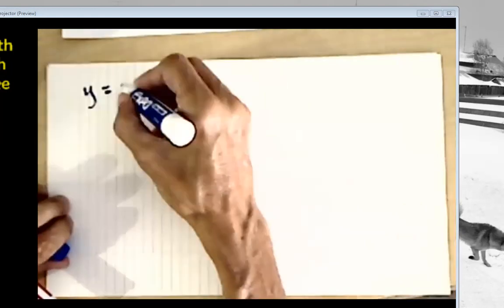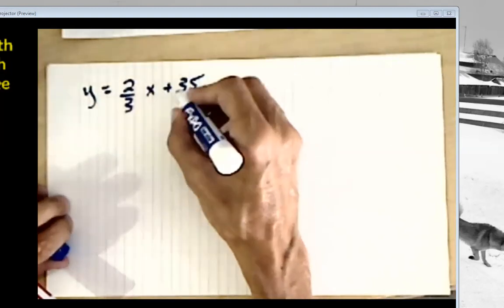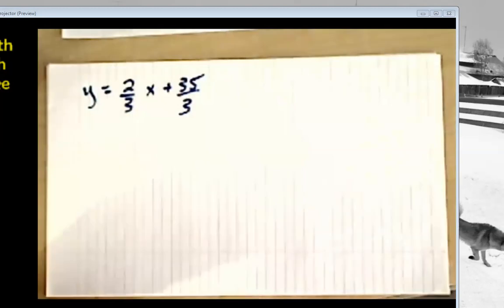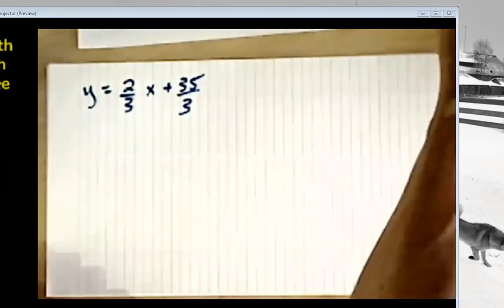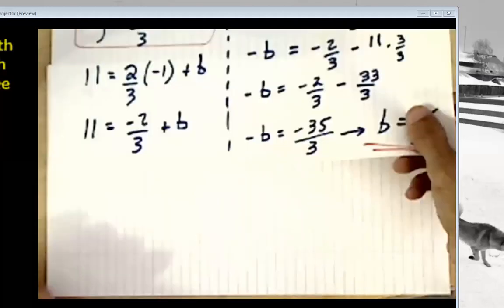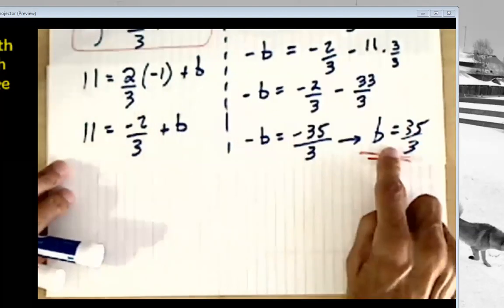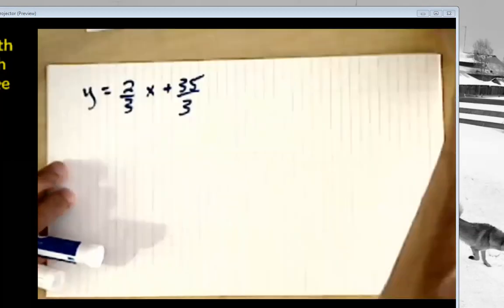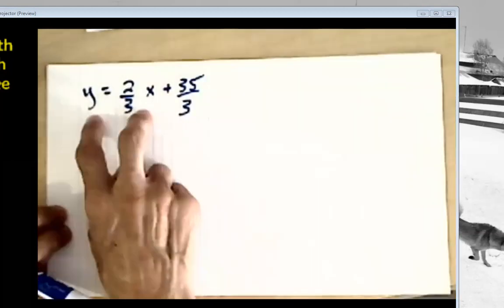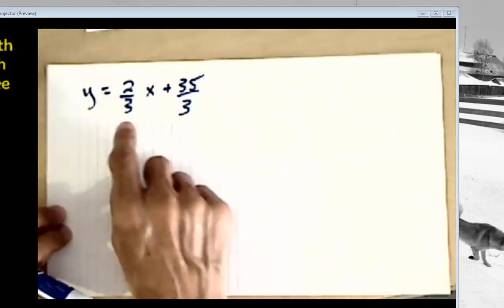So y is equal to 2 over 3x, 35 over 3, finished. No, because 11, the question is, isn't 11? 11 was used to get B. So we got B. And then when you're writing the equation, you always have X and Y in there, plus the numbers that we solved and worked out. 2 over 3, 35 over 3.